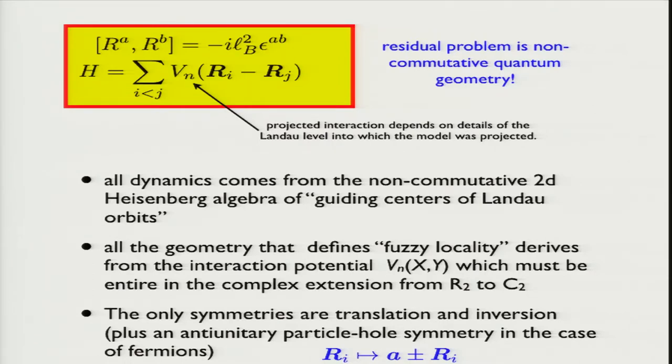Okay, so as I say, all dynamics is coming from the commutation relations. There is no kinetic energy term in this. If it wasn't for the fact that the coordinates didn't commute, this would just be a static thing, right? So dynamics comes from non-commutativity of the coordinates, and geometry comes from the interaction. And what about the symmetries? This model has a translational symmetry, and because we're dealing with the simplest case where the particles are identical particles, they form a quantum fluid with identical particles, it's got inversion symmetry. And it'll turn out that inversion symmetry is the key symmetry of the fractional quantum Hall state.